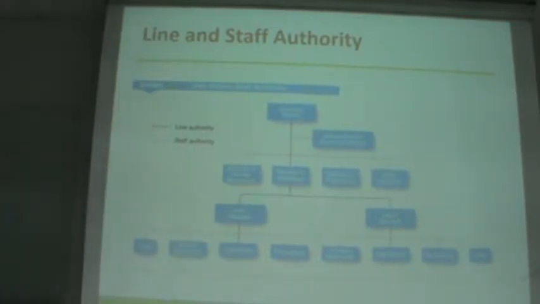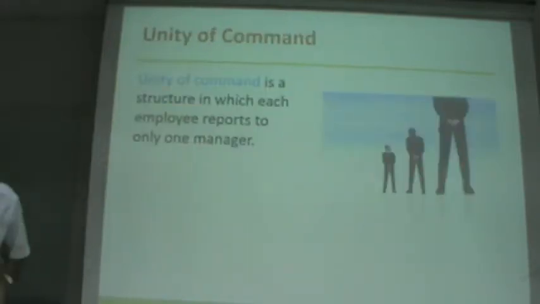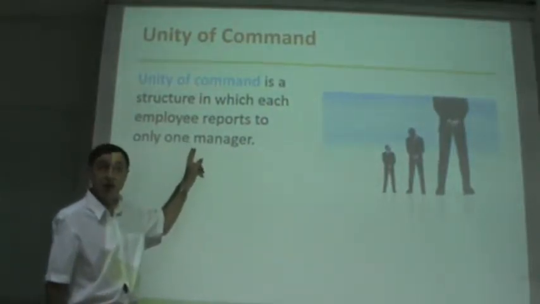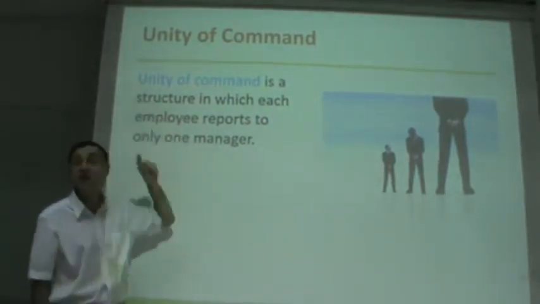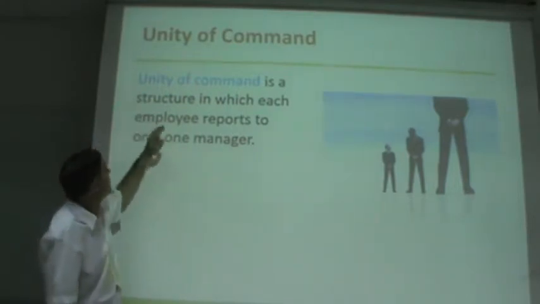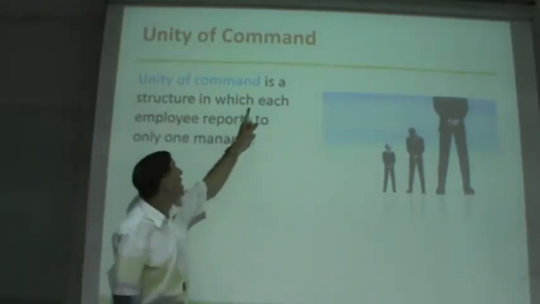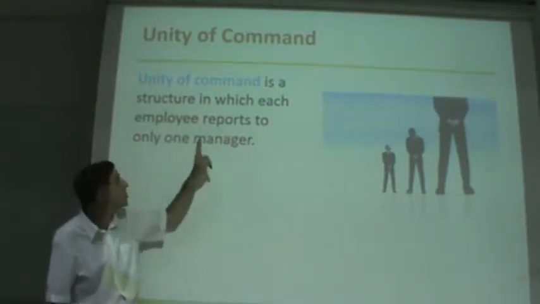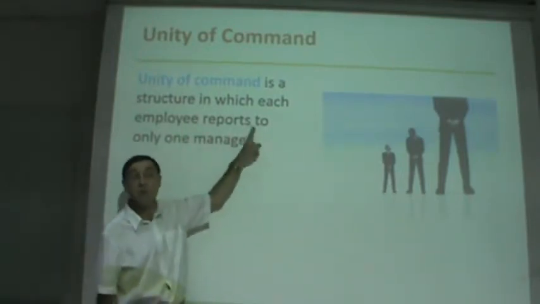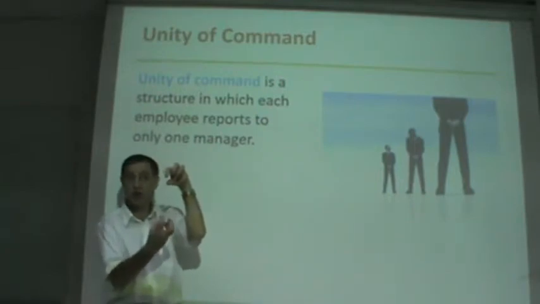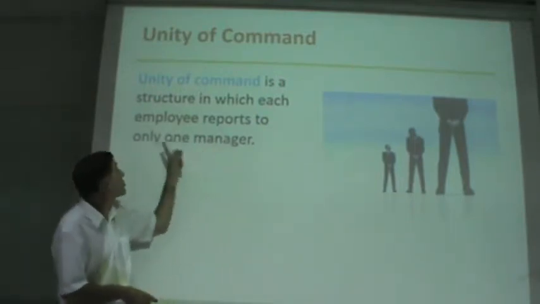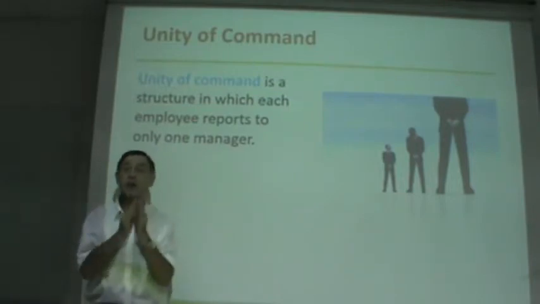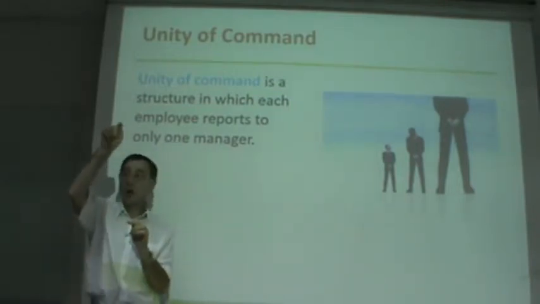Let me see what else we have here. We got 3 more. And I just explained a little bit ago the concept of unity of command. Unity of command is a structure in which each employee reports to, and here's the word, reports to, meaning is subordinate to, only one manager. In other words, everyone has only one boss.